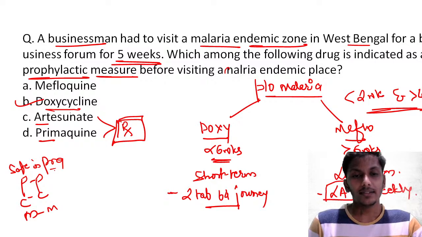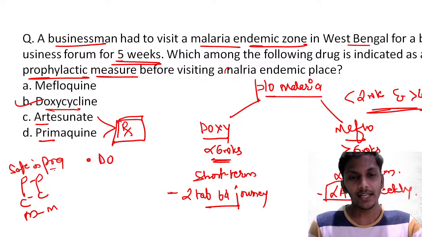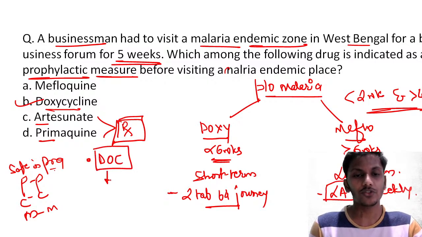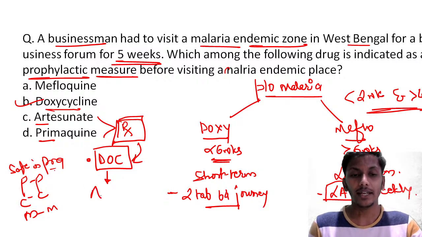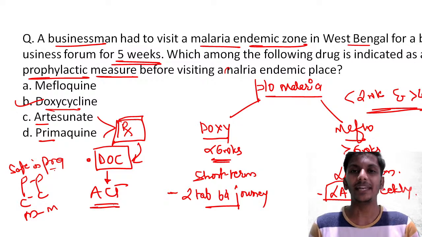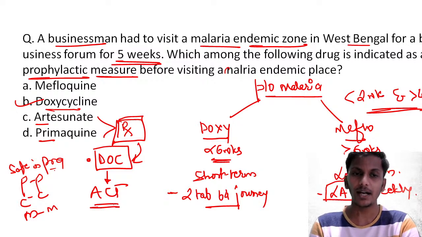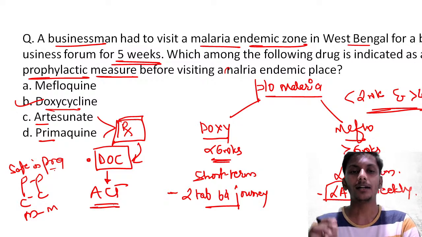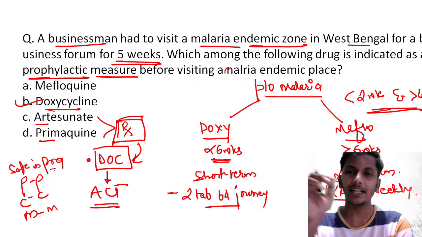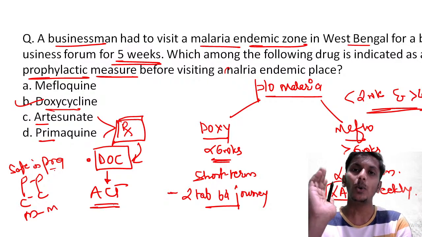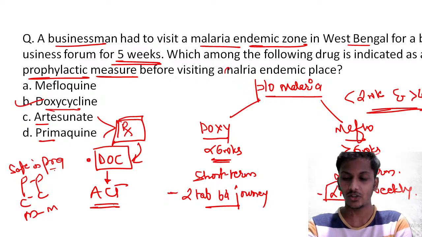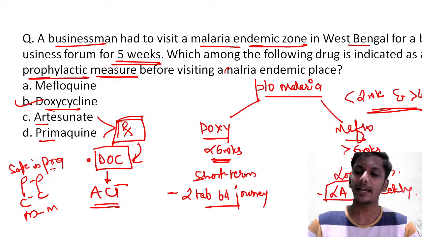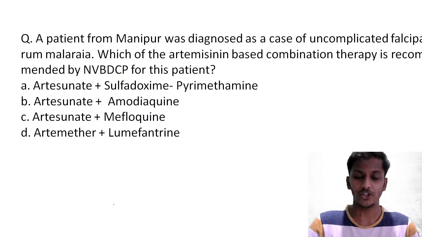And what is the drug of choice for treatment of malaria? It is your ACT, that is artemisinin based combination therapy, where artemisinin is given along with a long acting antimalarial agent. Artemisinin plus a long acting antimalarial agent. Now let's discuss ACT in the next question.